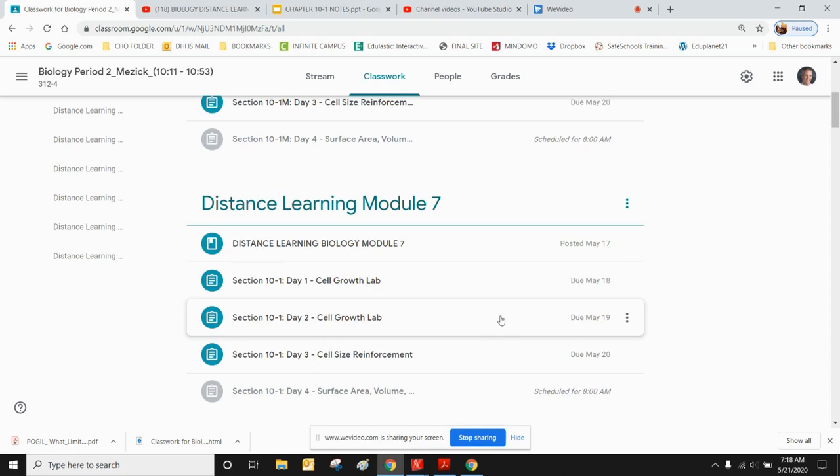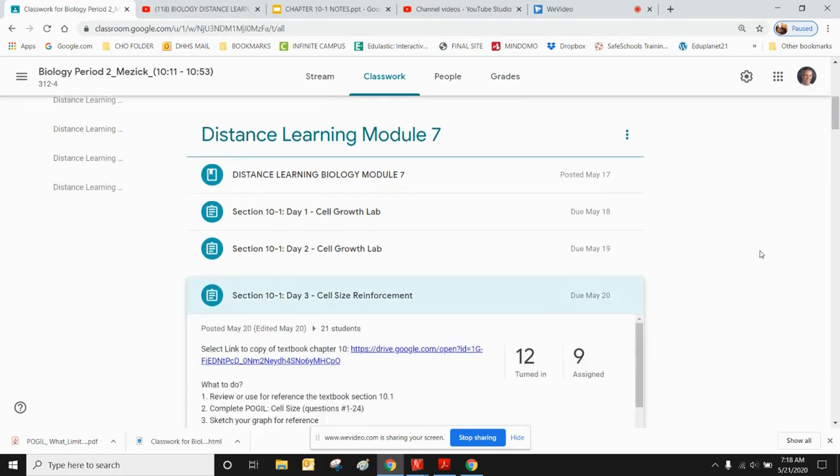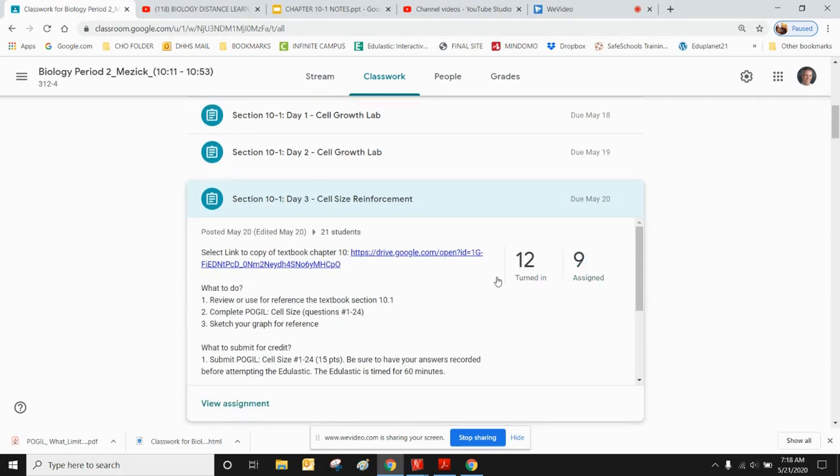So let's take a look at what you had yesterday. That would be Day 3. This was a reinforcement activity, and I like the POGIL activities. Those are activities that have questions that build, and the complexity usually culminates to some kind of more critical thinking. And then the last questions are always extension questions of the whole concept.